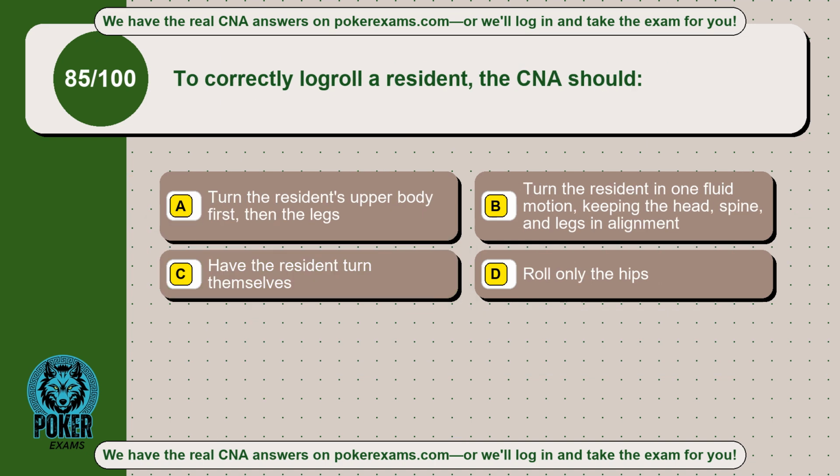Question 85. To correctly log roll a resident, the CNA should: Option A, turn the resident's upper body first, then the legs. Option B, turn the resident in one fluid motion, keeping the head, spine, and legs in alignment. Option C, have the resident turn themselves. Option D, roll only the hips.